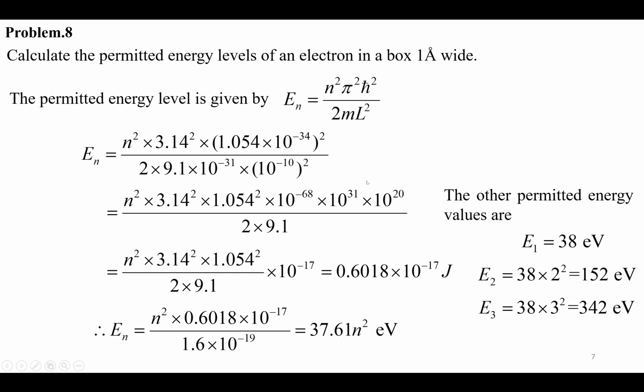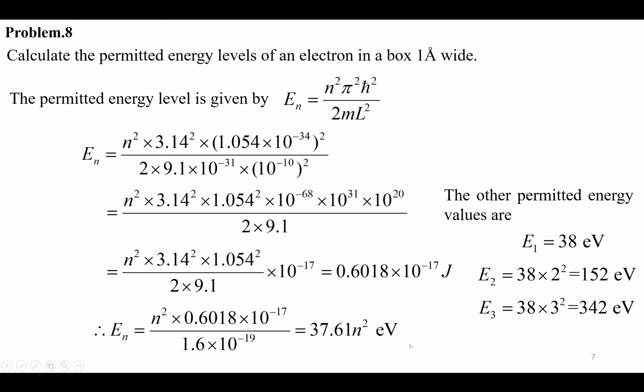Just take the power out first. So we have n squared times 3.14 squared multiplied by 1.054 squared, and taking the total power outside, this is 10 power minus 68. Bring the powers from the denominator to the numerator, that gives 10 to the power 31 multiplied by 10 power 20. Solving all the powers gives 10 power minus 17. The remaining value is 0.6018 multiplied by 10 power minus 17 joules. Now dividing by 1.6 times 10 power minus 19 gives the energy in electron volts, so we have 37.61 n squared electron volt.